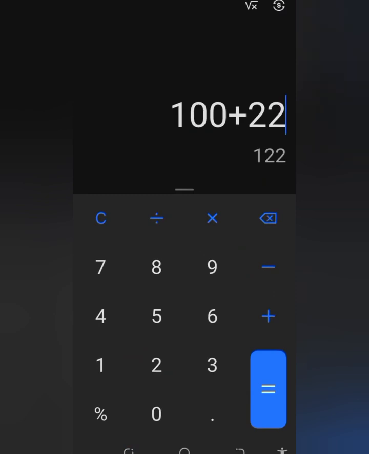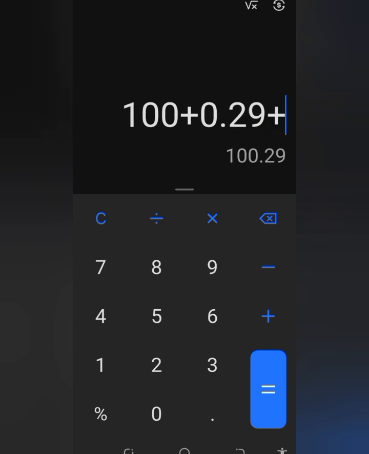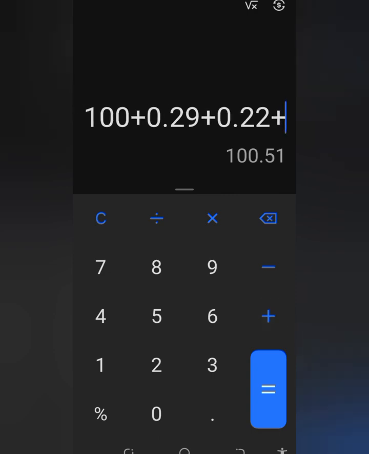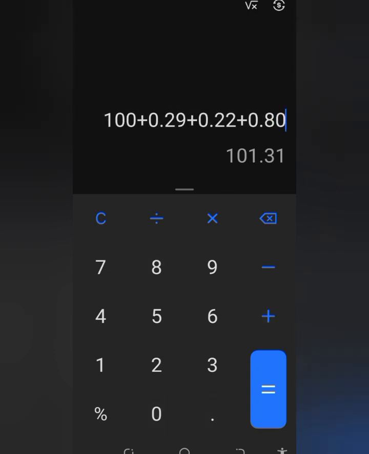Don't forget that to send, it was 29 cents, that's 0.29, plus 0.22. Remember, 29 cents to send from Binance into Trust Wallet. Then we have the 22 cents to actually buy the RAMP. Then to swap it is going to be 0.80. So really, what we're spending on this is $101.31.